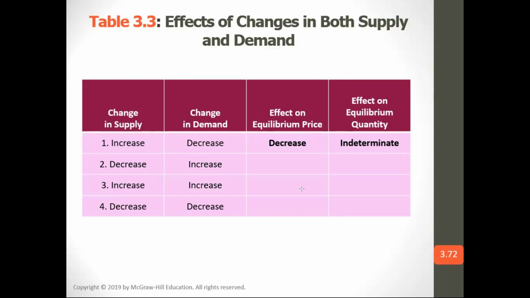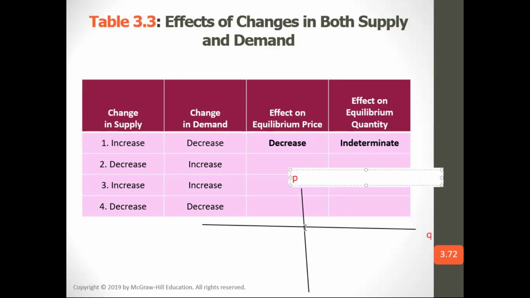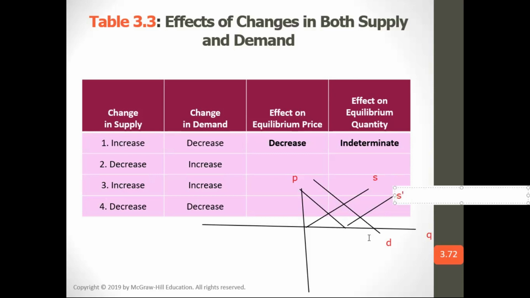Let's say we have our chart here. We wouldn't know what happens to quantity. I'll show you why. It's hard to determine because, let's say supply increases, so supply goes here, and then demand decreases. So let's say we go from here to here to here. We know price decreases, but we're not sure what would happen to quantity.